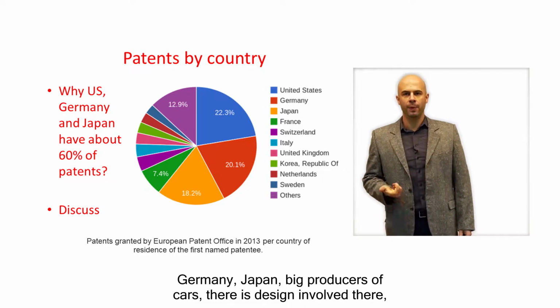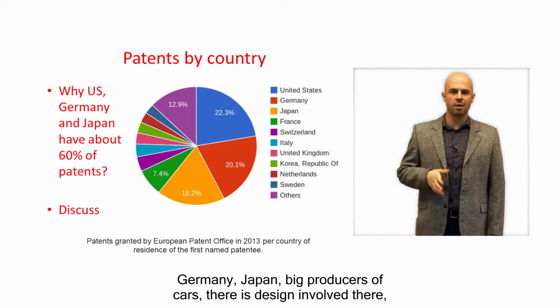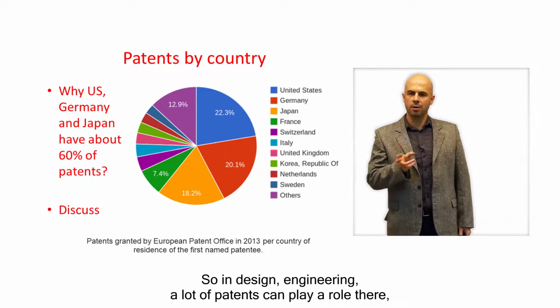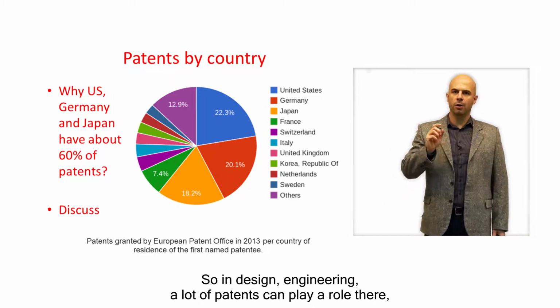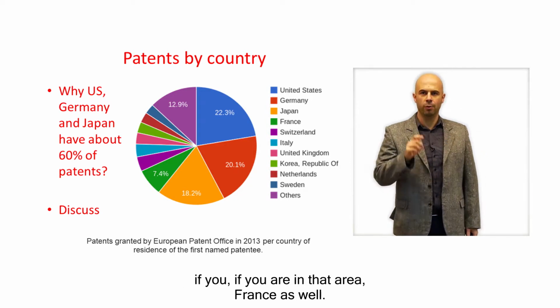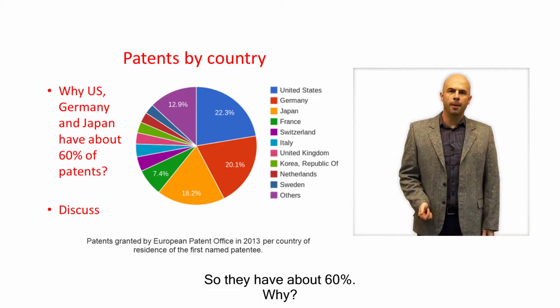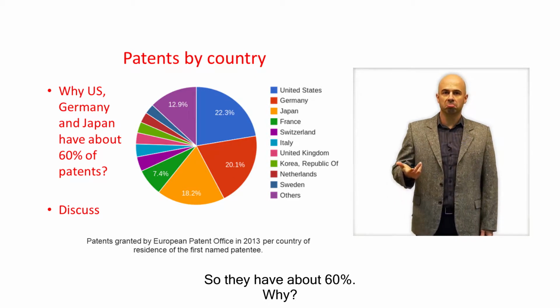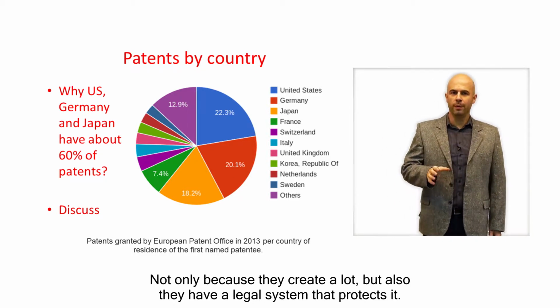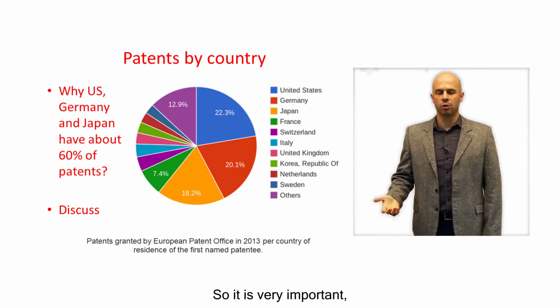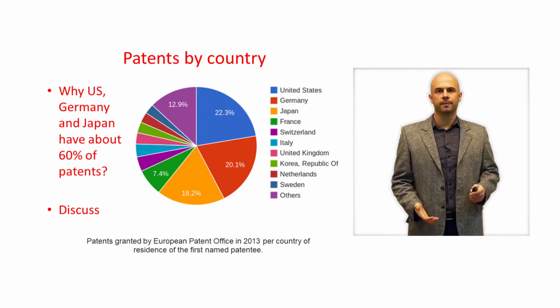Germany, Japan, big producers of cars. There's design involved there and a lot of technology or engineering. So in design engineering, a lot of patent can play a role there if you are in that area. France as well. So they have about 60%. Why? Not only because they create a lot, but also they have a legal system that protects it. So it is very important.